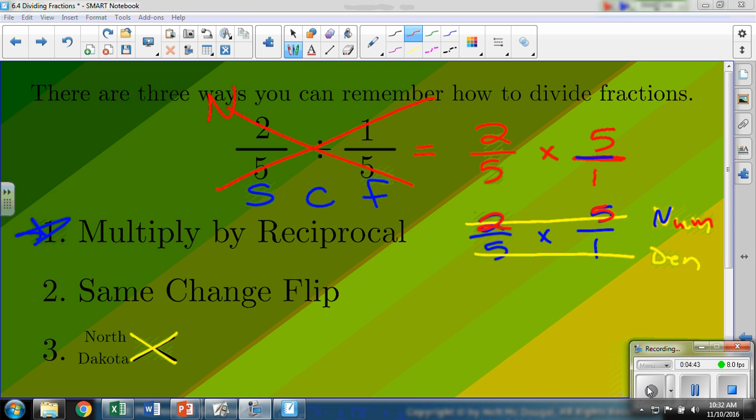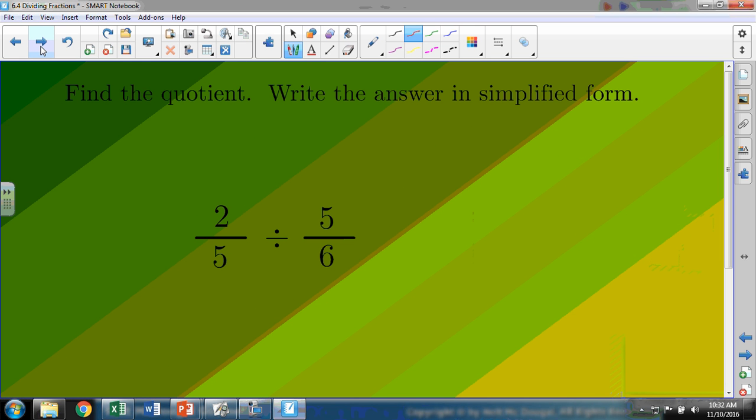1 times 5 is the denominator. You'll notice that's exactly what we had here. So 1 times 5 is the denominator. We can use just our "North Dakota X" as a guide to help us get the answer much more quickly. In particular, when we look at dividing fractions like this, numerator, denominator. That is top and bottom.